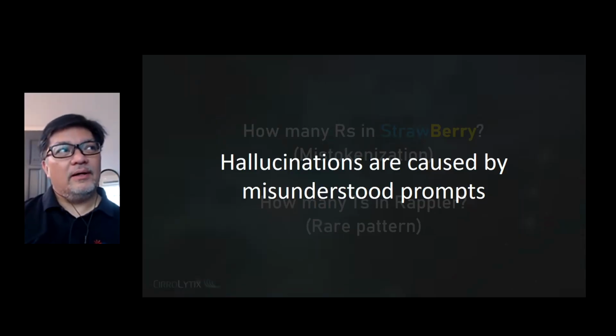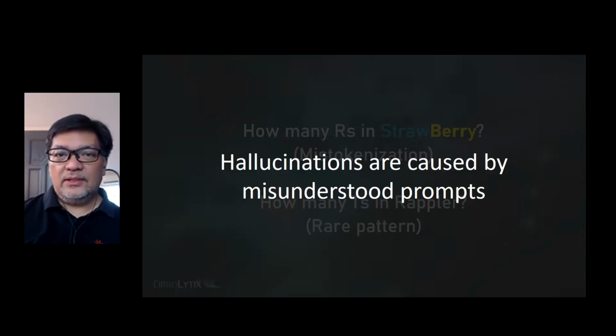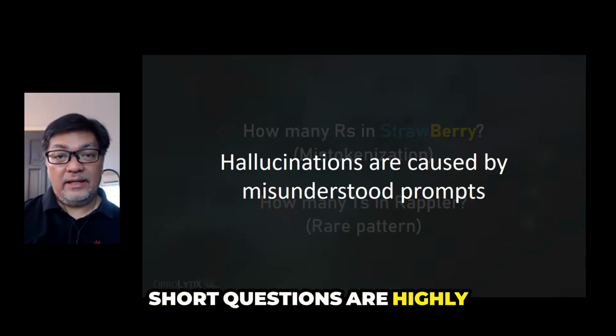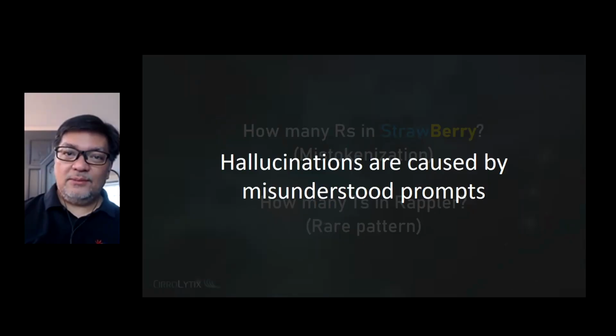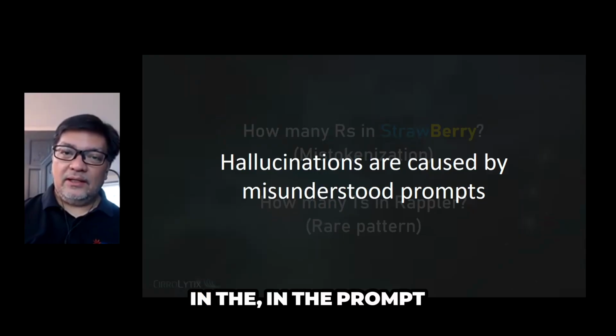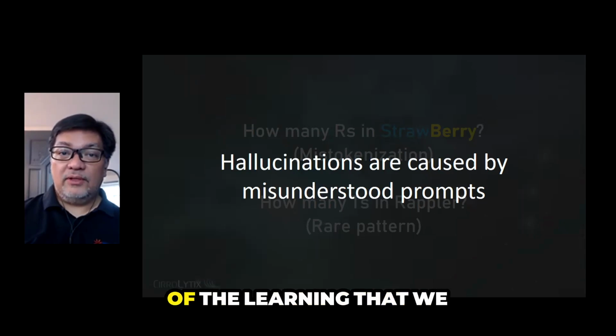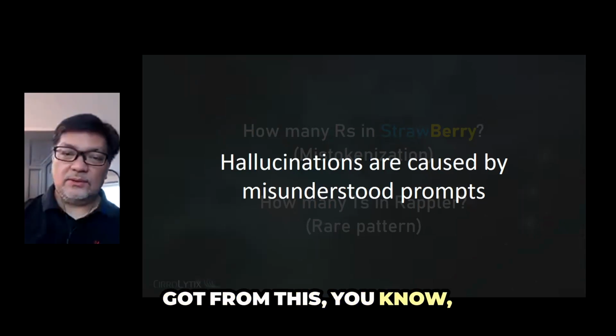Hallucinations are not really a bug. They are a weird output based on a wrong input. Short questions are highly at risk for hallucination because there's barely any context, no? Barely any word in the prompt that the model can use. And that's actually part of the learning that we got from this experience.